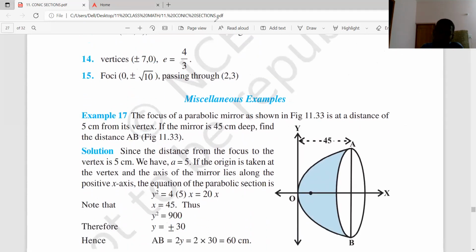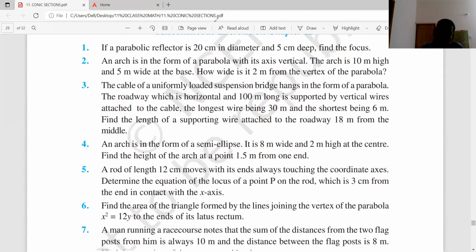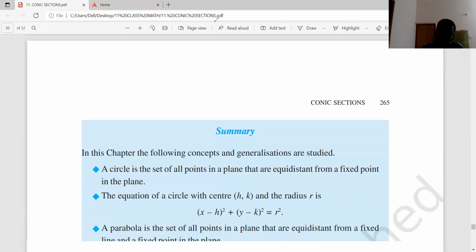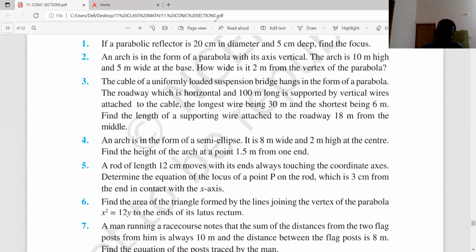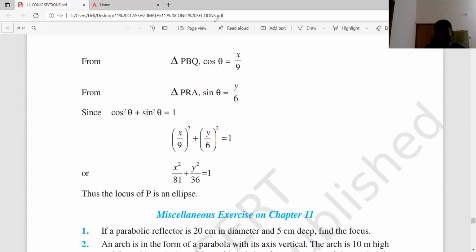Then business examples are there and a business exercise is there. So these are very interesting ones. We have these 8 problems, these are interesting, and then practical problems. So we are going to do that, most probably tomorrow.